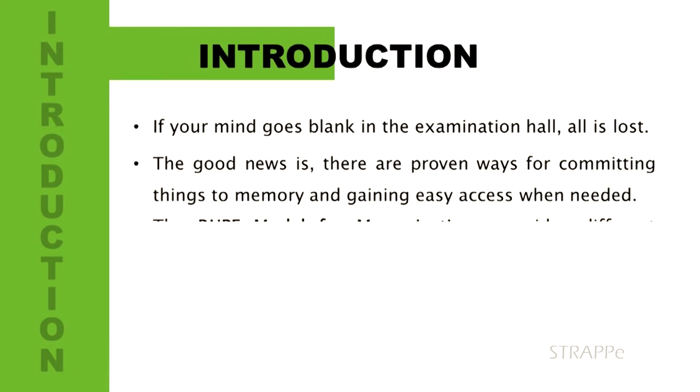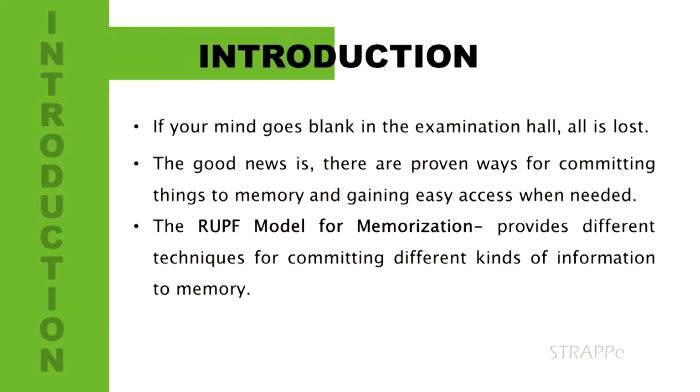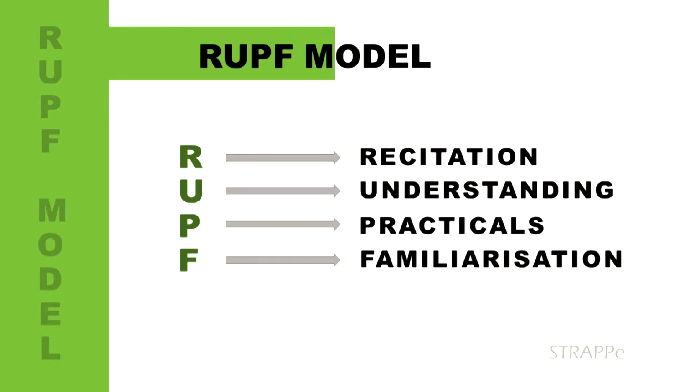Now, I present to you the RUPF model, the RUPF model of memorization. I developed this model so we can use it to memorize things from different aspects of our study areas. So we have recitals, understanding, practice, and familiarization. These are the letters that the RUPF model represents. It's an acronym, as you can see. So let's get into it. Let's see how the RUPF model of memorization works. If you're ready to learn, I'm ready to teach.